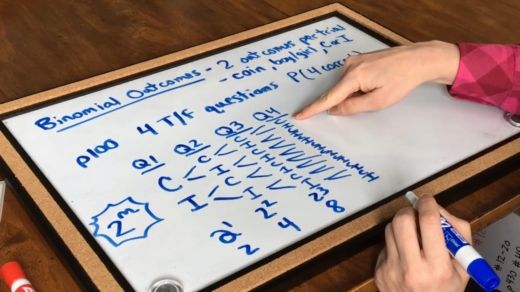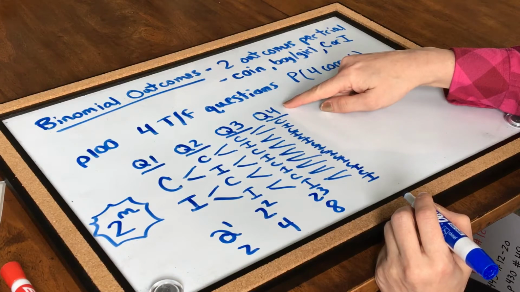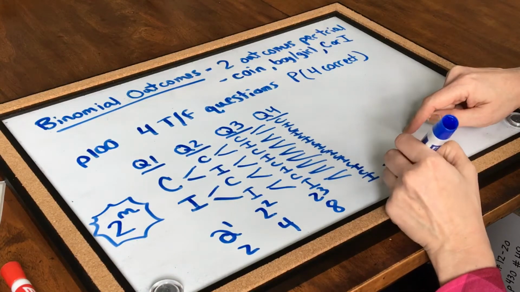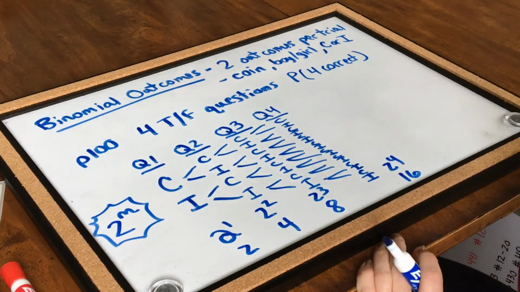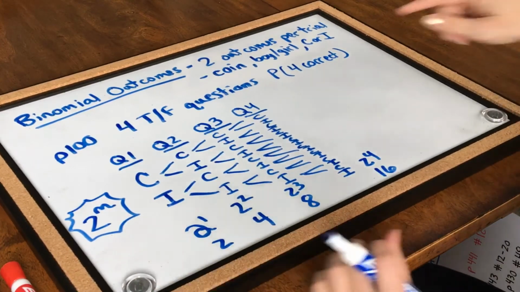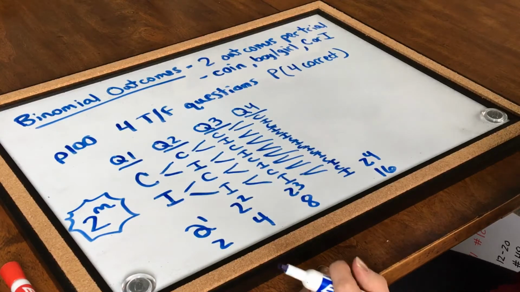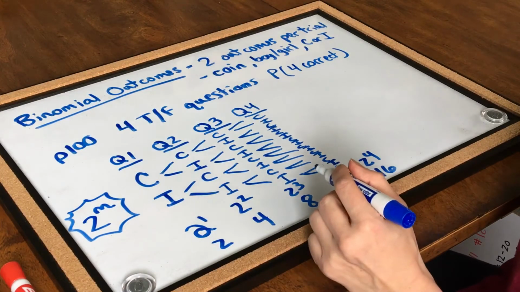So I can predict now, by the time I get to question 4, there are going to be 2 to the 4th power, or 16 possible outcomes. Okay? But I still haven't been able to find out what's my probability for 4 correct. So now I'm actually going to go through and I'm going to write out my probabilities.